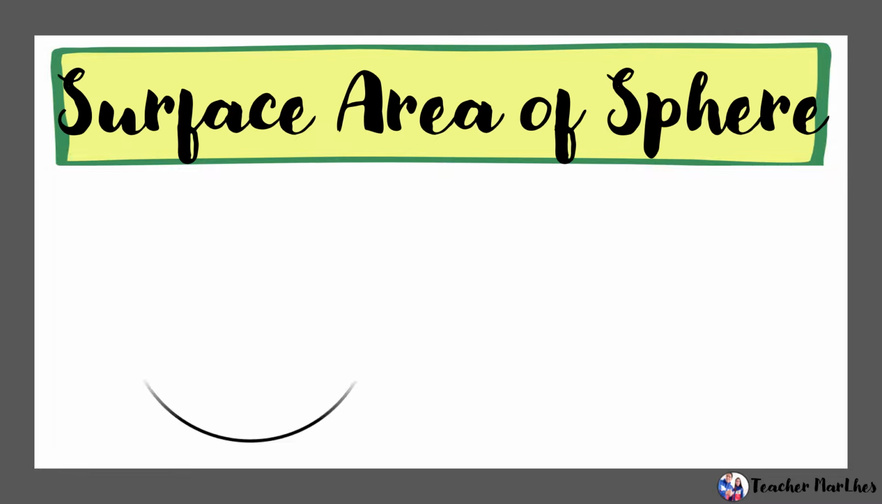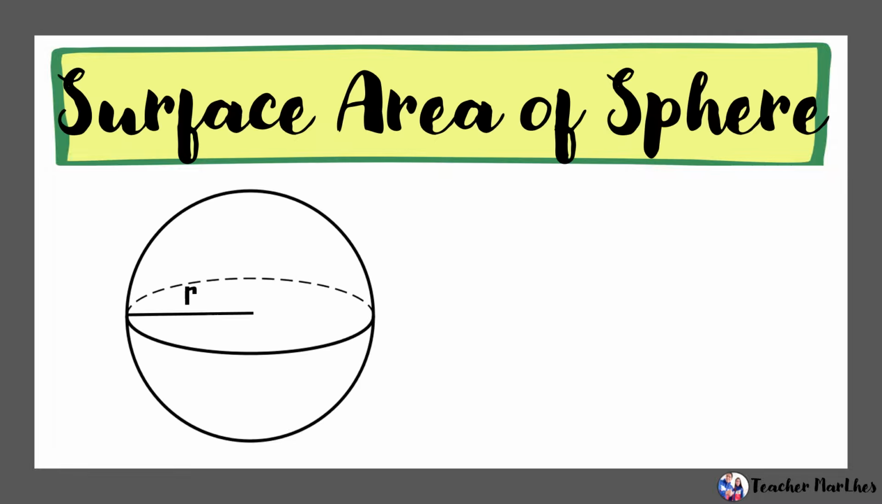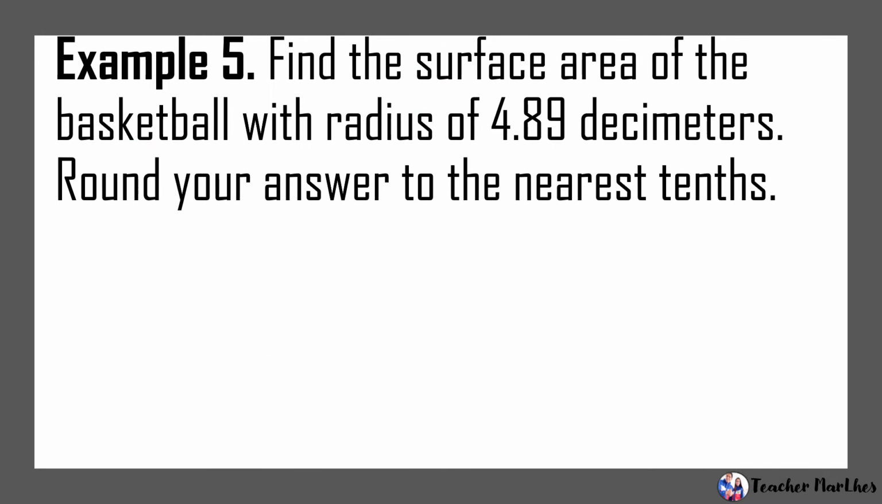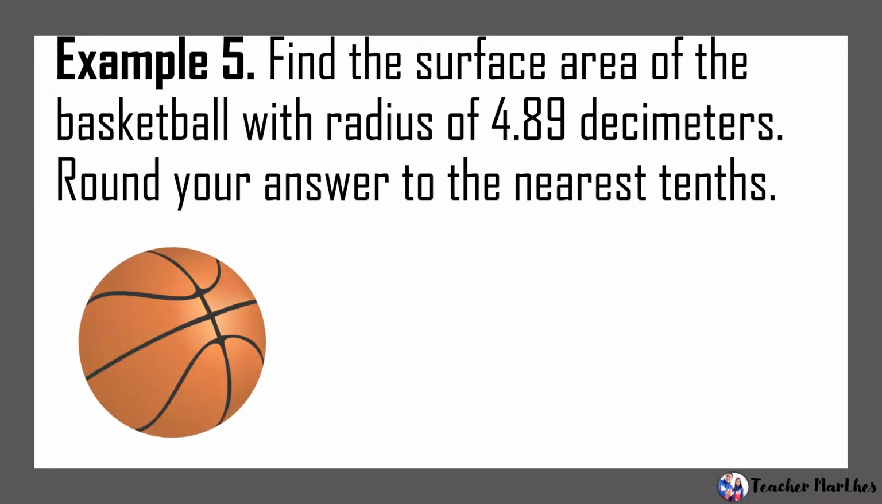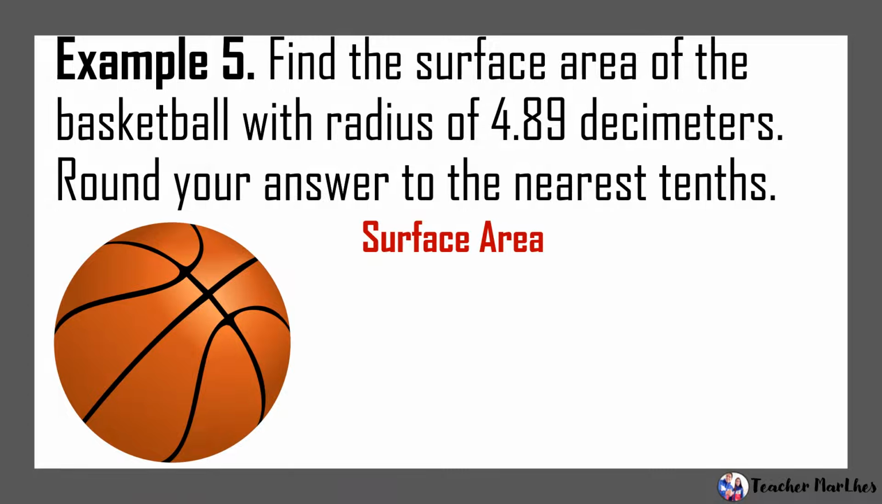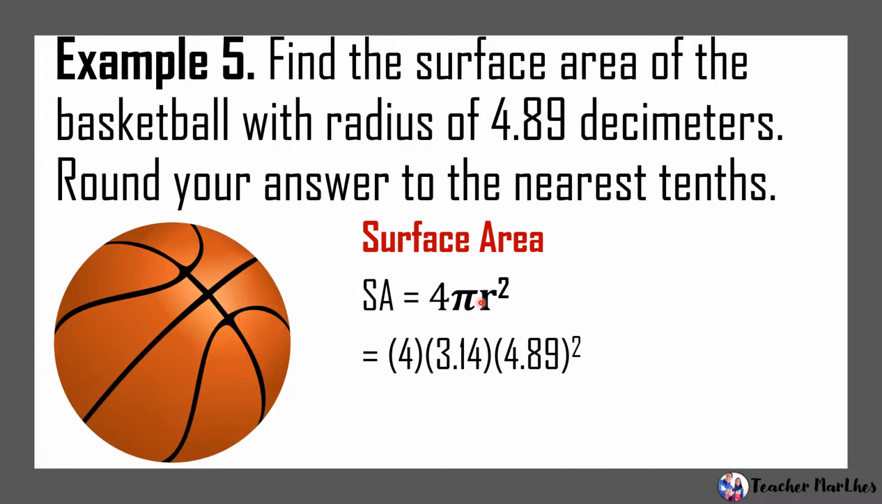The area of the circle that contains the center of the sphere is pi radius squared. It would take exactly 4 of this to wrap the sphere completely. So the formula is 4 times pi times radius squared. So example, find the surface area of the basketball with radius of 4.89 decimeters. Round your answer to the nearest tens. So, using the formula, we have 4 pi radius squared. So, papalitan lang natin. So, ang pi ay 3.14, ang radius ay 4.89, then raised to 2.